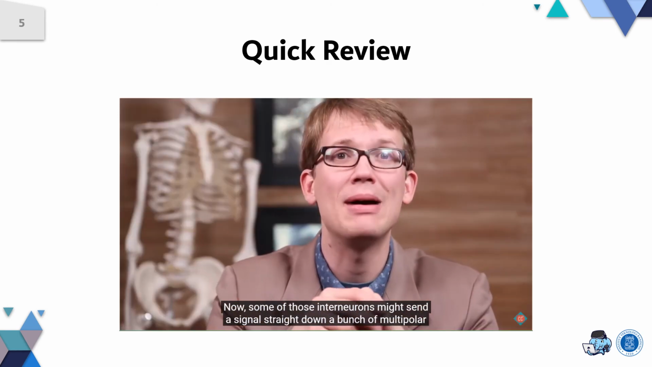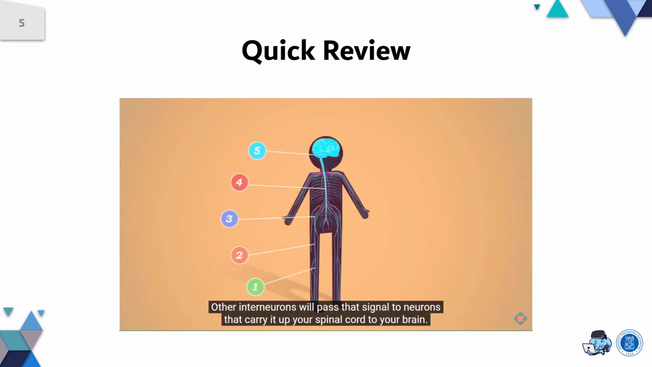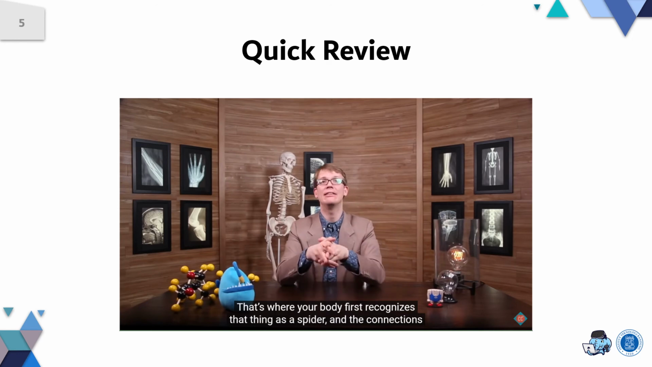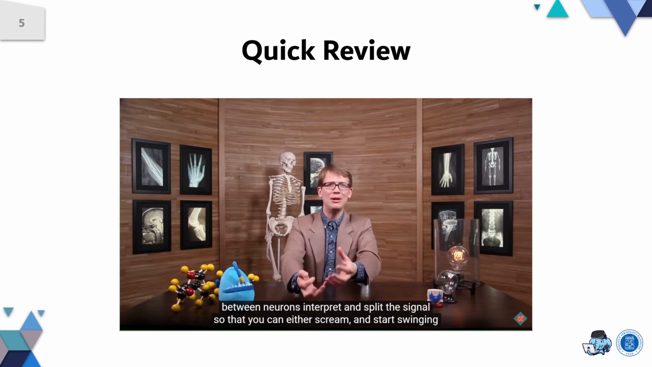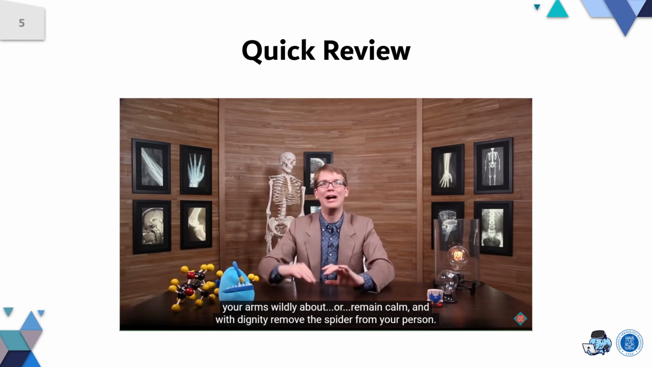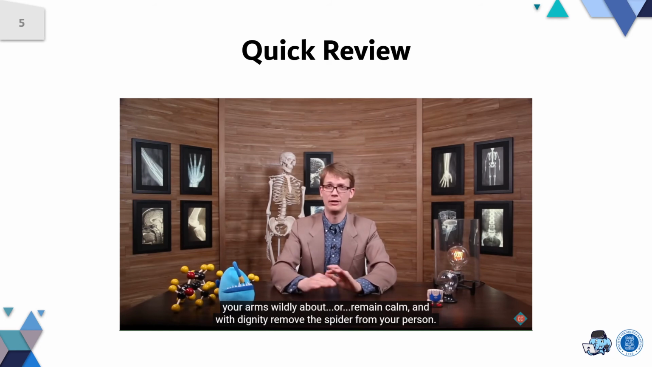Now, some of those interneurons might send a signal straight down a bunch of multipolar neurons to your quadriceps muscle on your thigh, triggering you to kick your leg out before you even know what's going on. Other interneurons will pass that signal to neurons that carry it up your spinal cord to your brain. That's where your body first recognizes that thing as a spider, and the connections between neurons interpret and split the signal so that you can either scream and start swinging your arms wildly about, or remain calm and with dignity remove the spider from your person.